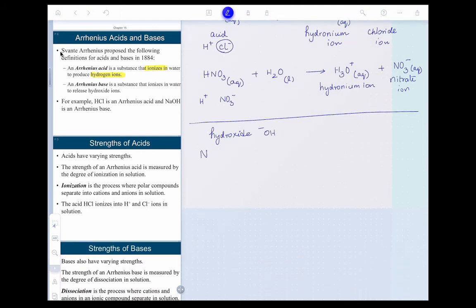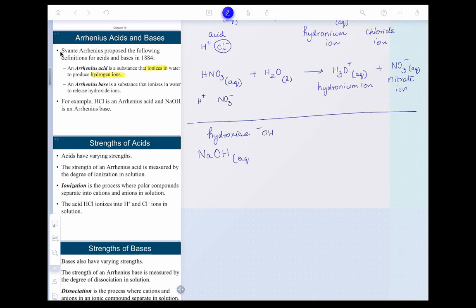I'm going to use sodium hydroxide. It is soluble in water. I'm going to add it to water, okay? So I'm not going to write H2O here. I'm just going to break it down because there's a lot of water there. It's going to give Na+ (aq) plus hydroxide ion. So this is your hydroxide ion. So this is a base, okay?